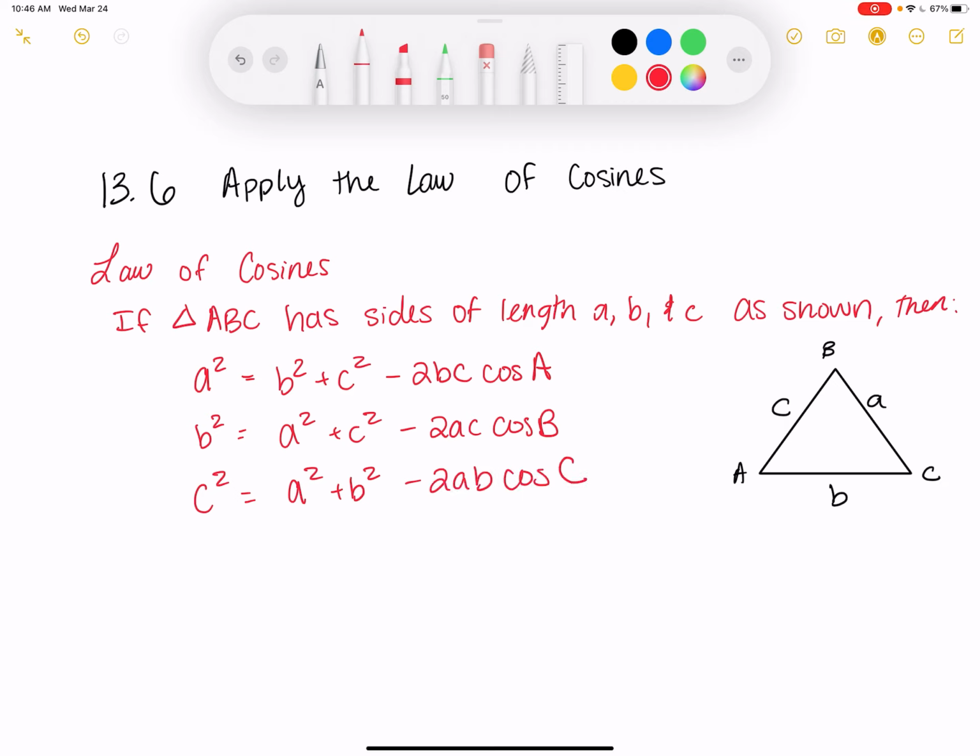So, hopefully you see a pattern here as to how this works. Whatever side you're trying to find, you would have to know that angle or be able to find that angle to use that one. Or if you know all three sides, you can find the angle that way. It's the two sides that are not the one you're trying to find, both squared and added together, minus 2 times the two that you know, times the cosine of whatever angle. So if you know one of them, you should be able to figure out the other ones based on the pattern.